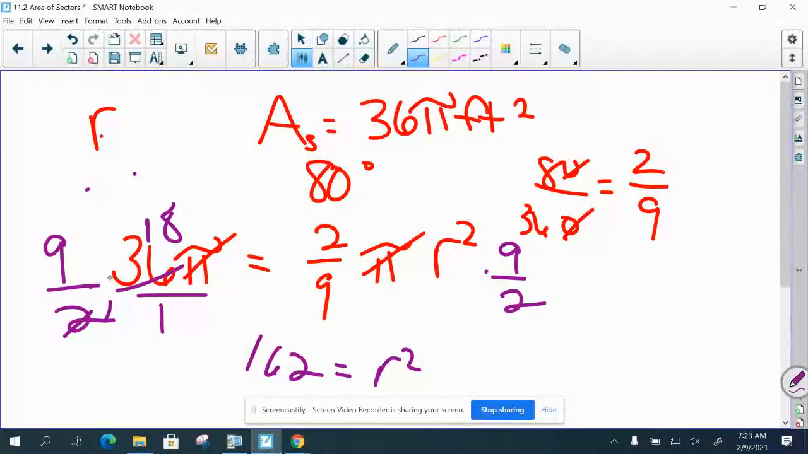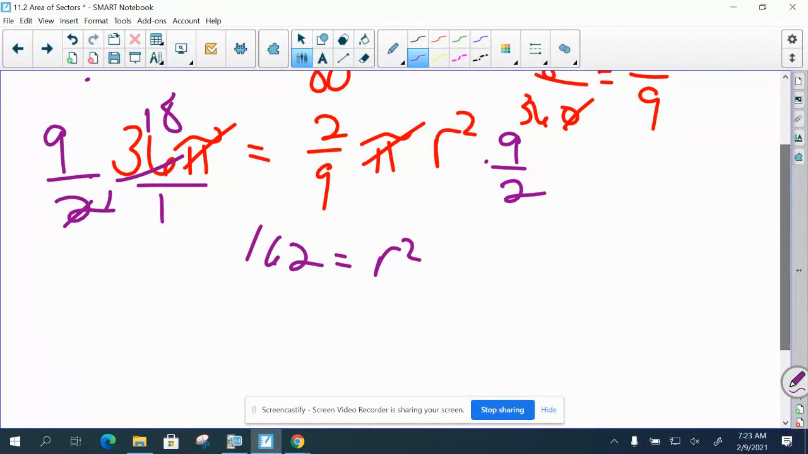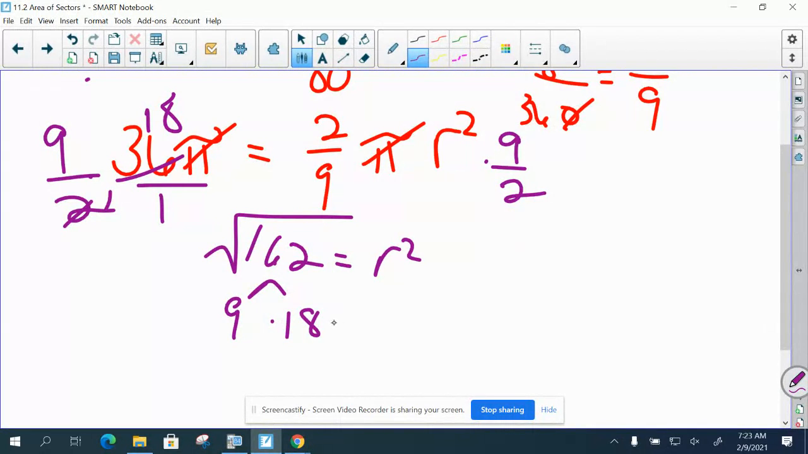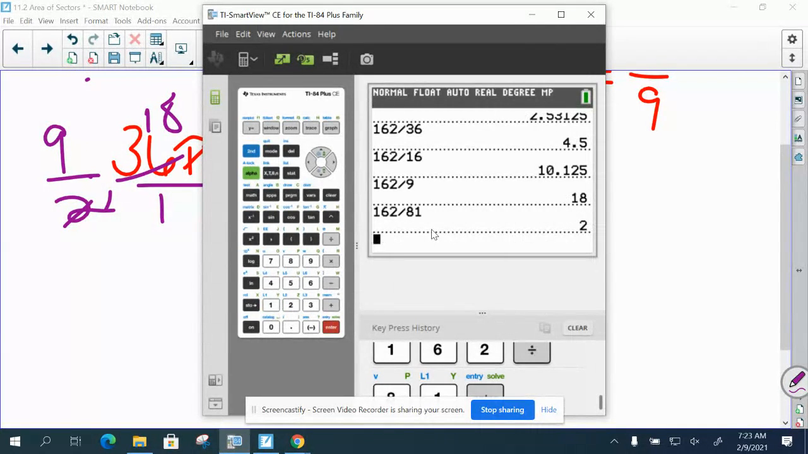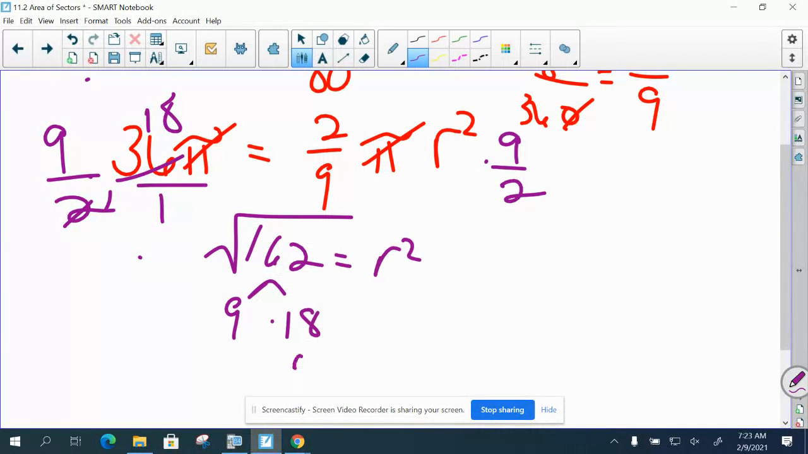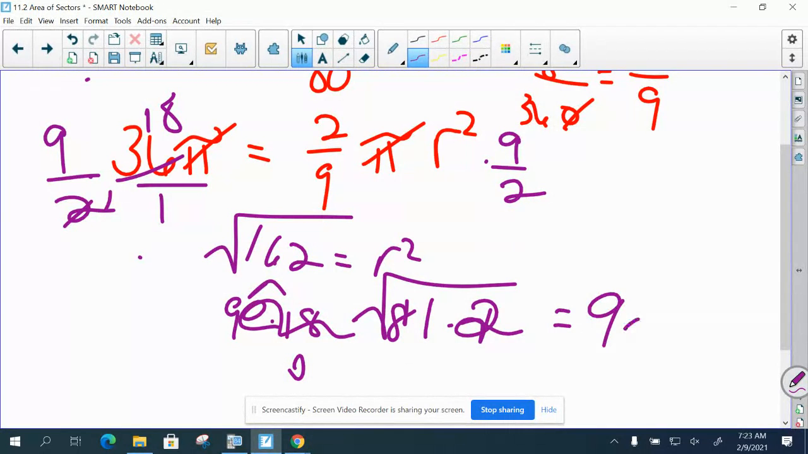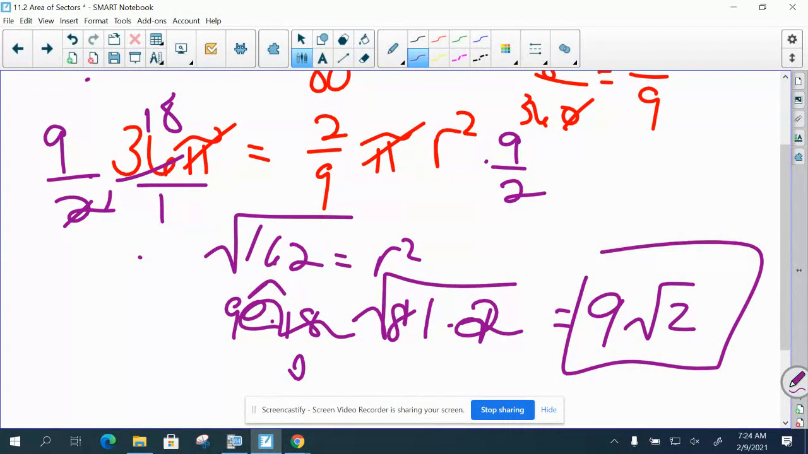And that's how I got the answer originally, so you should come to that conclusion eventually. So 9 and 18. And then I'm thinking, 18 is divisible by 9 too. So that means 81 should actually work. 81. I didn't even think about 81. Okay, duh. So 81 and 2. 81 times 2. And then the 81 would come out as a 9, and the 2 would stay under. So 9 square root 2 would be the radius.